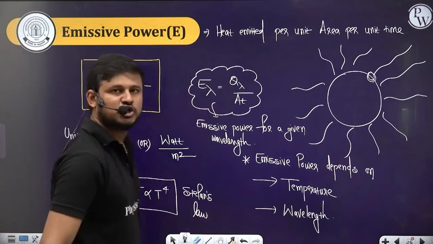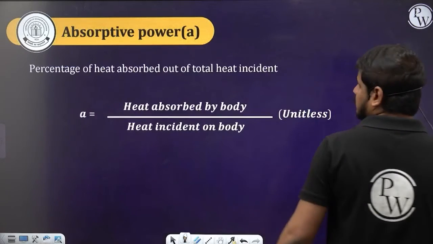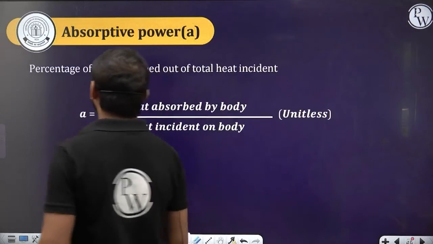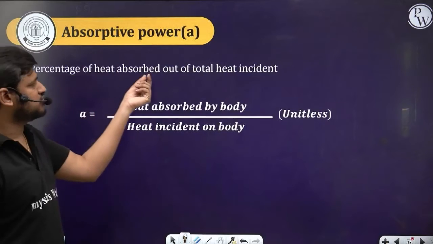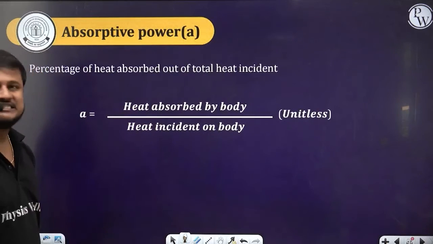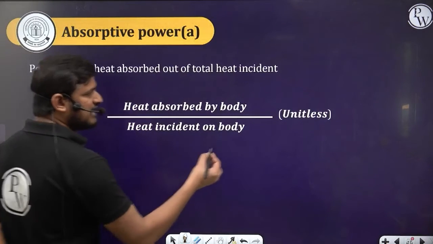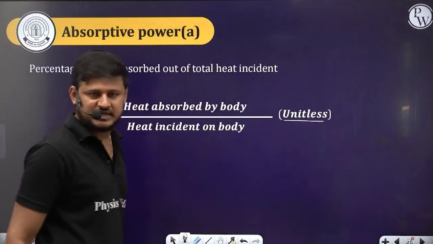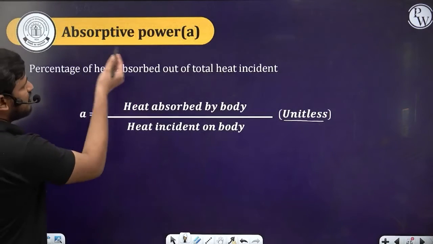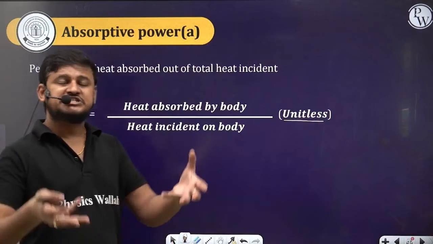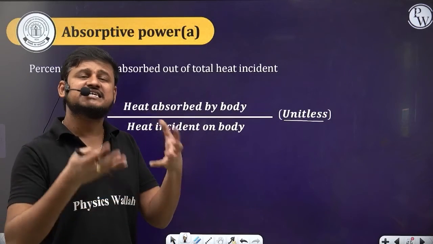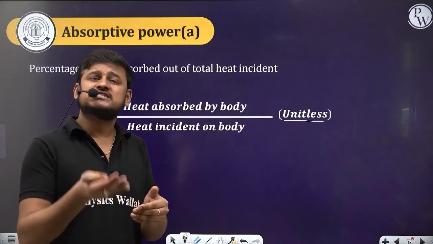Done. Next, we have the absorptive power. It is the percentage of heat absorbed out of total heat incident. It's a unitless quantity, a dimensionless quantity. The absorptive power is nothing but how much radiation is incident on the body and how much it absorbed.